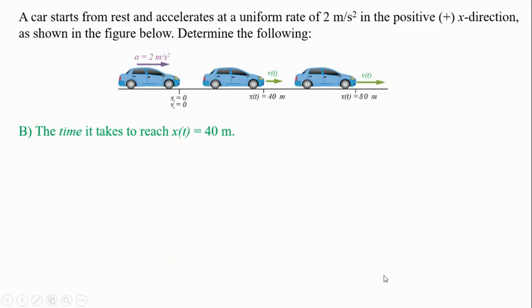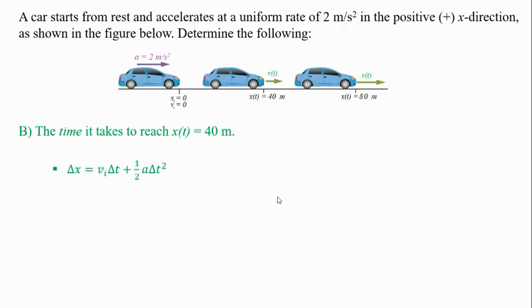All right, so that's that. Part B asks you to find the time it takes to reach the first 40 meters. If you were paying attention previously, by using the second strategy, we actually had to find the time to find V.